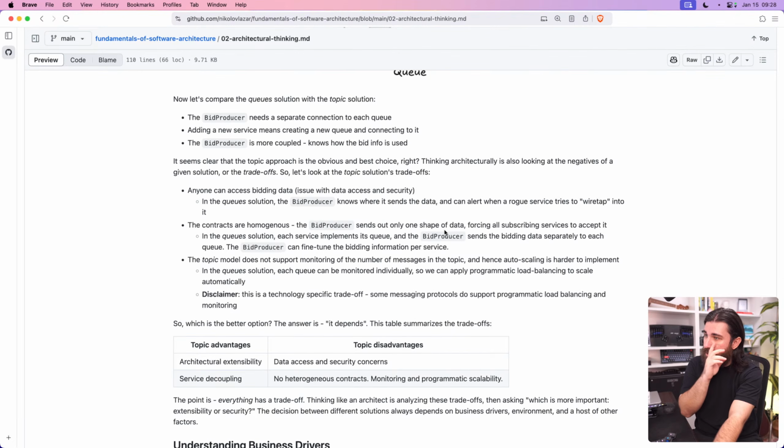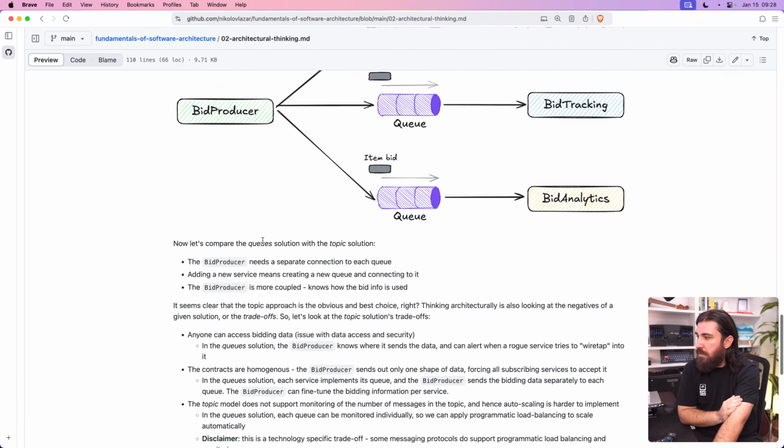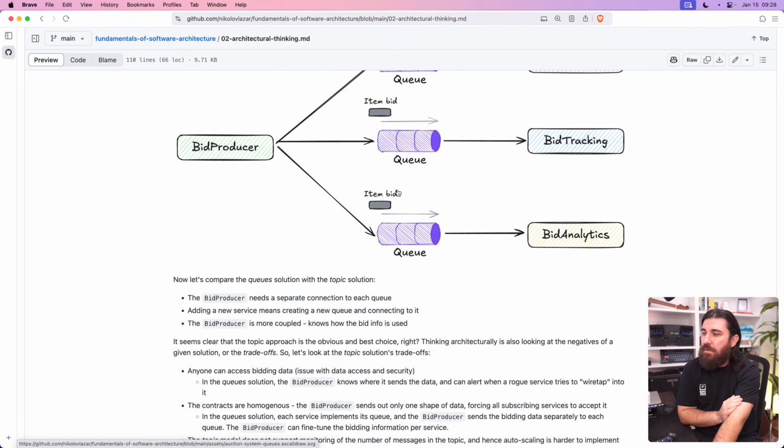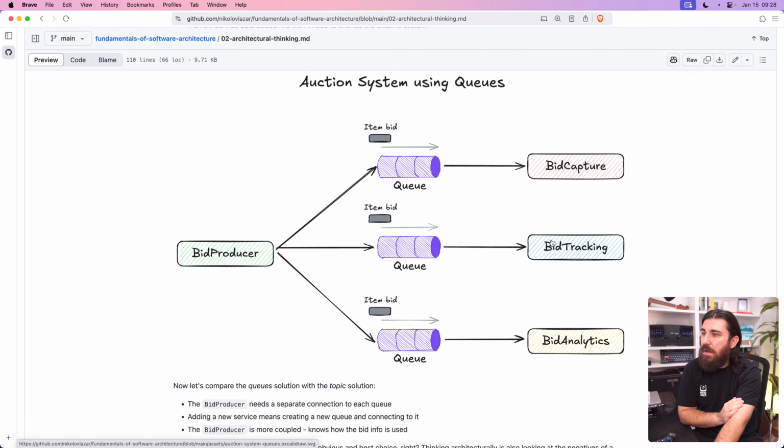It sends out only one shape of data, forcing all the subscriber services to accept it or make use of it. But in the queues solution, the bid producer can fine-tune the bidding information per service because it explicitly sends it to each of the services. For example, to the bid capture, it can send one section of the data.